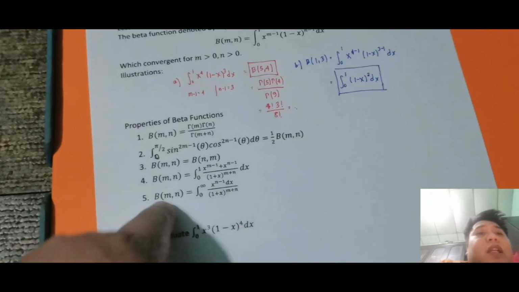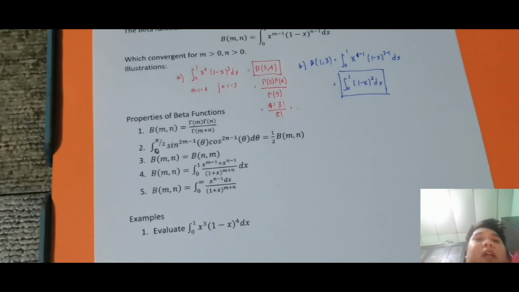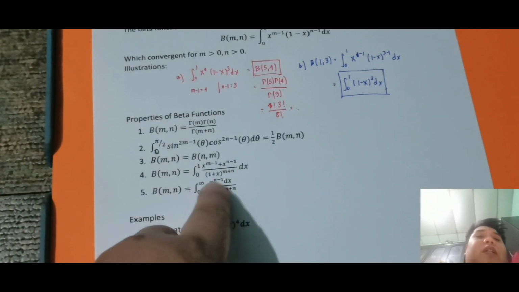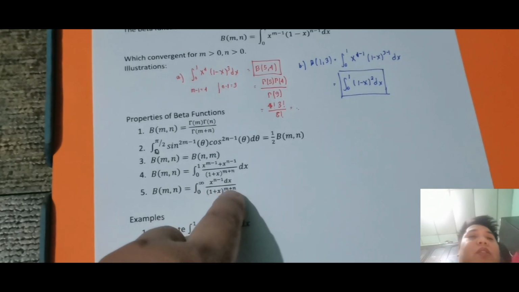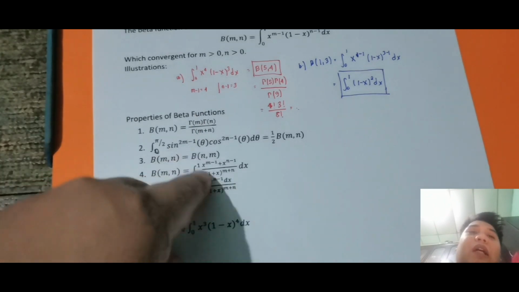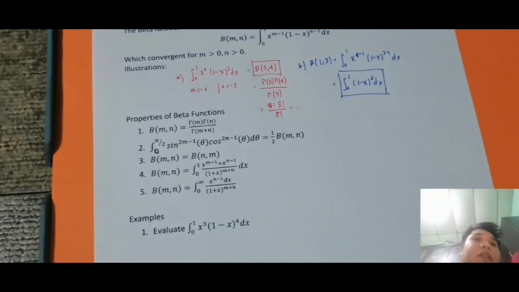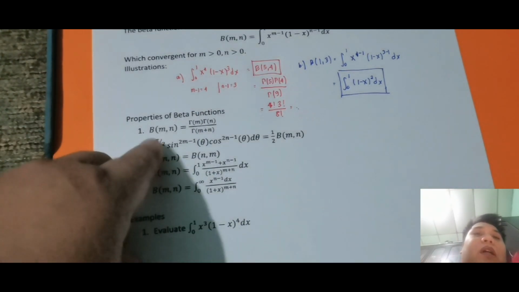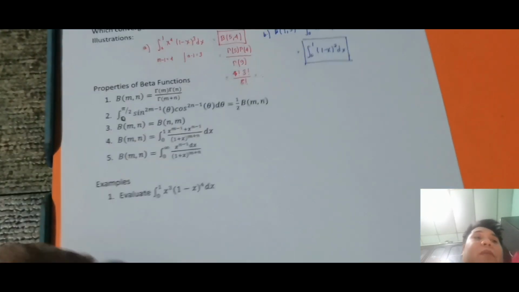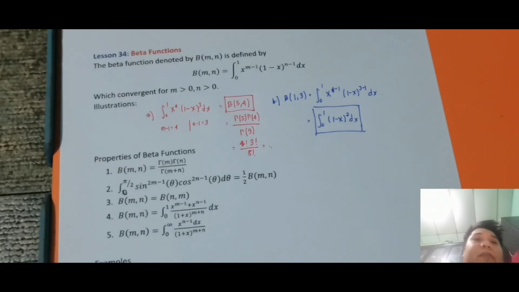Tapos, syempre, another form is what if may infinity. Ito naman yung merong nasa ilalim siya. So, kunyari, 0 up to infinity na x raised to n minus 1 dx over 1 plus x raised to m plus n. So, similar case. So, once napunta ka sa dalawang form na yan, papunta ka pa rin sa beta. So, wag kang kabahan na dapat, sir, dito lang ba ako dapat sa number 2 or dito lang ba dapat sa number 1? Hindi. Hindi lang basta-basta. May mga form siya na iba.